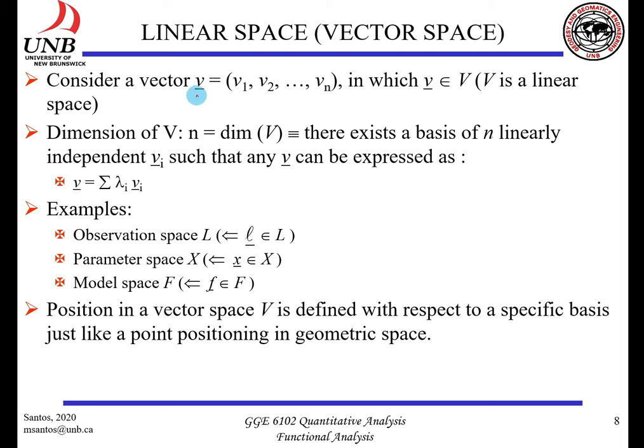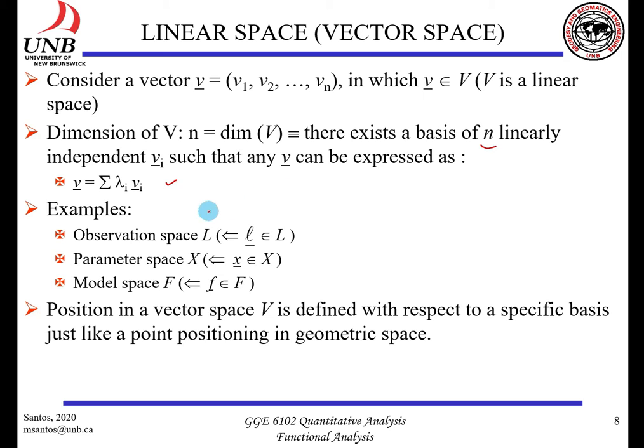So we have here a vector V composed of these components, and the dimension of V, if V is linear, V is a linear space. So the dimension of V will be the dimension of the space. There exists a basis of any linearly independent V sub i vectors, and we can express them this way.